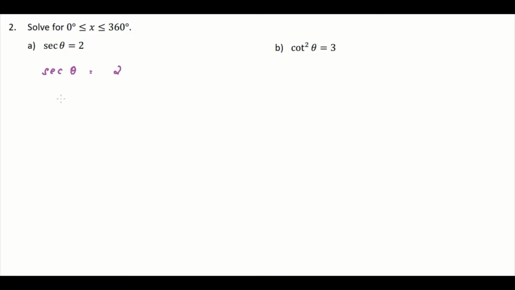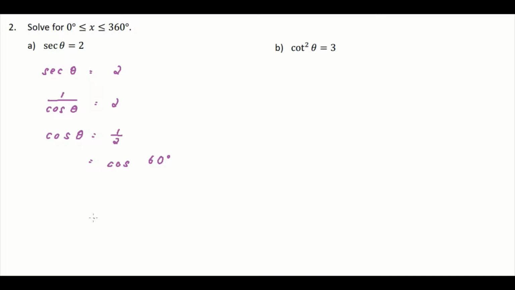So this is secant, right? It's the reciprocal of cosine. So it gives you 2, meaning that cos theta is 1 over 2. Same thing, use your calculator to help you get it, or if you can remember the exact value, that would be good. So your reference angle will be 60.